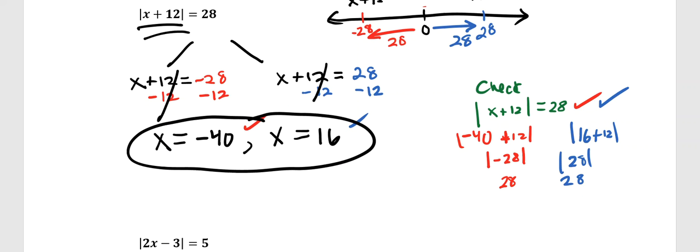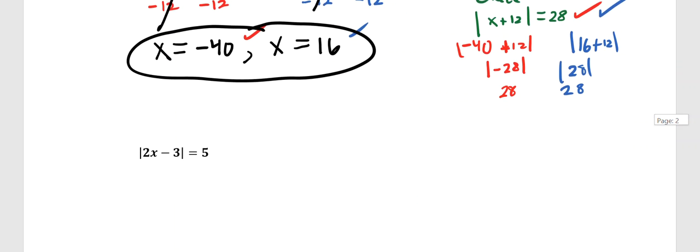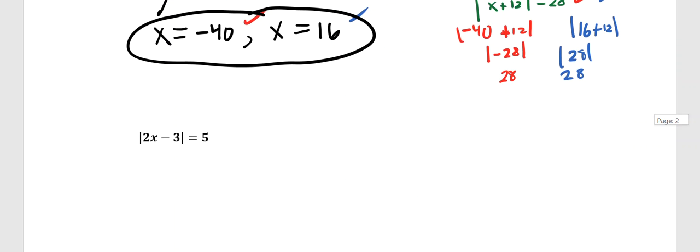And just by the way, what I like just for style, I like to always state my answers in increasing order. So the negative 40 will be the first solution that I see.